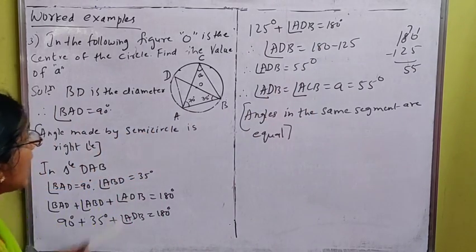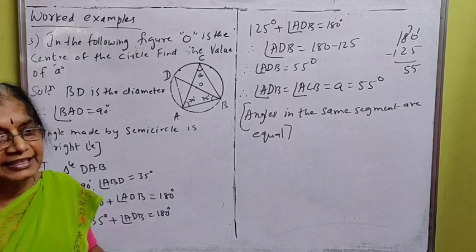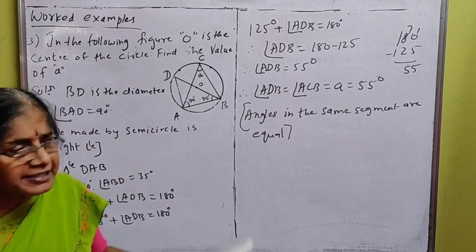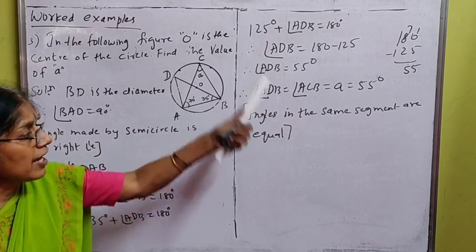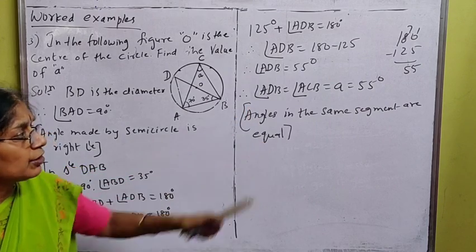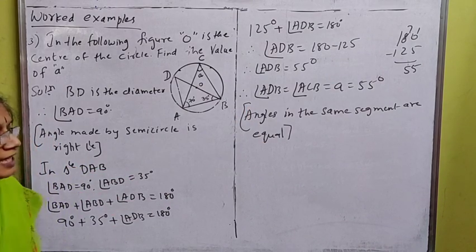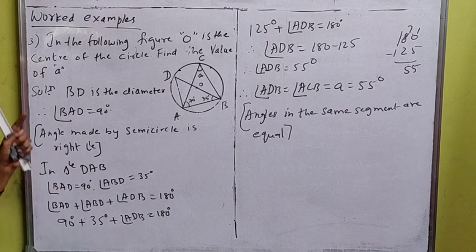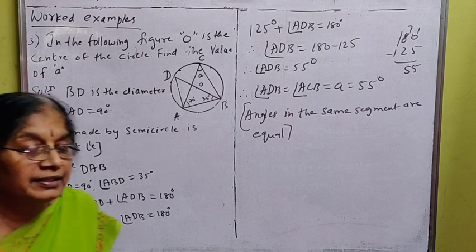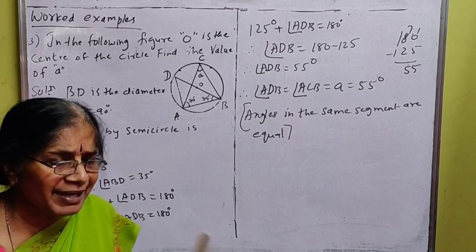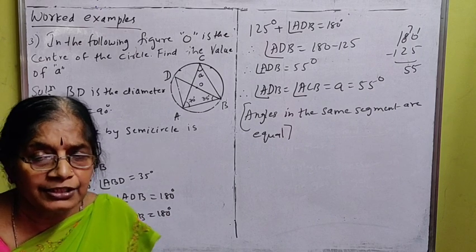But we know that angle ADB and angle ACB, that is your angle A, are in the same segment. So angle ADB is equal to angle ACB is equal to A is equal to 55 degrees. So angles in the same segment are equal. So 3 examples I have solved, and they are based on theorem number 6.